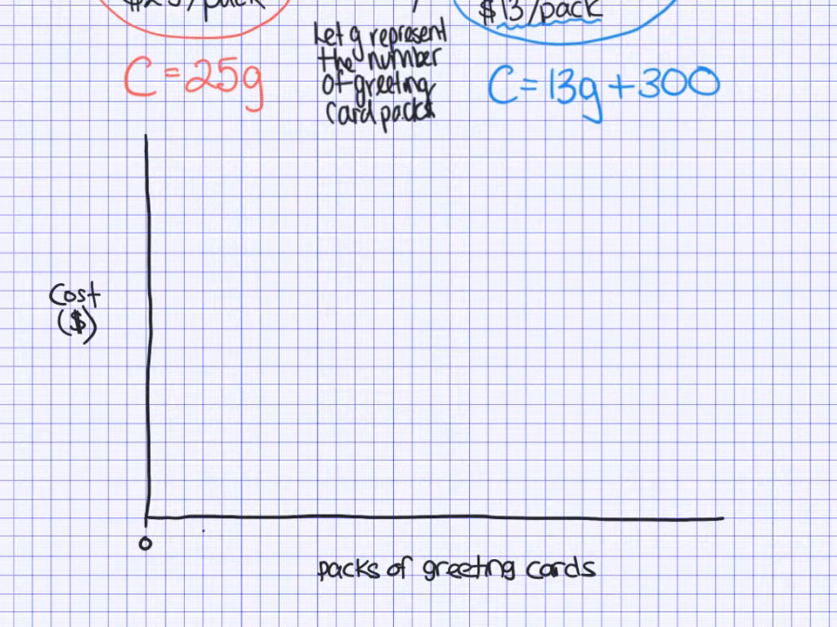2, 4, 6, 8, 10, 12, 14. I have a massive graph here. So I think maybe I could go up by 2s. 2, 4, 6, 8, 10, 20. Yeah, you know what? I'm just going to go 2, 4, 6, 8, 10. I just can't write that small.